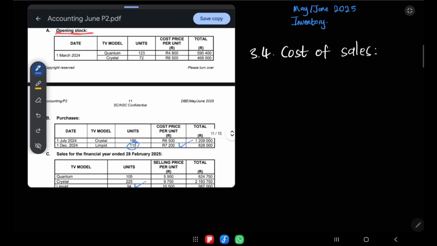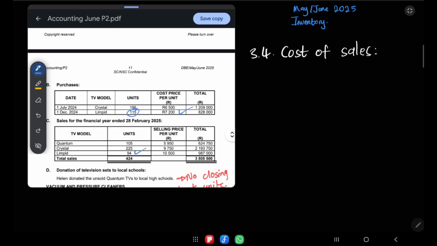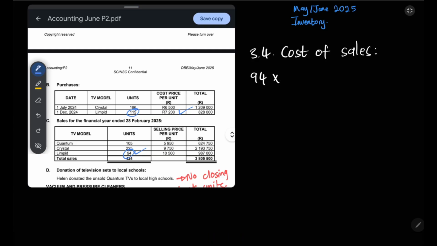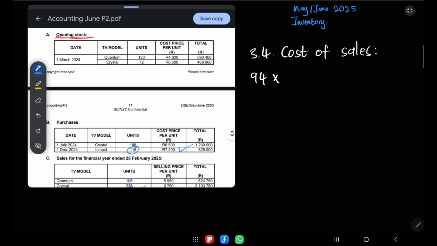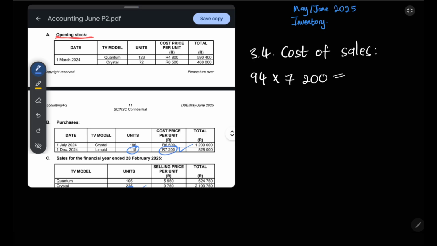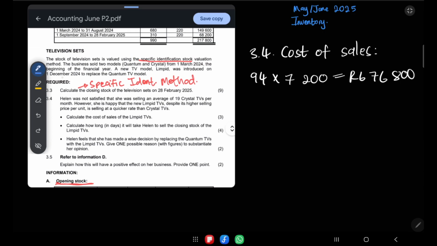So for our cost of sales, we have to go to our sales. How many units did we sell? We sold 94 units for limpid TVs. So you have to say that 94 times our cost price per unit, which is 7,200, which is 676,800. This is our cost of sales. You guys know this. You're done with this, and that's an easy 3 marks. Let's move to the next question.